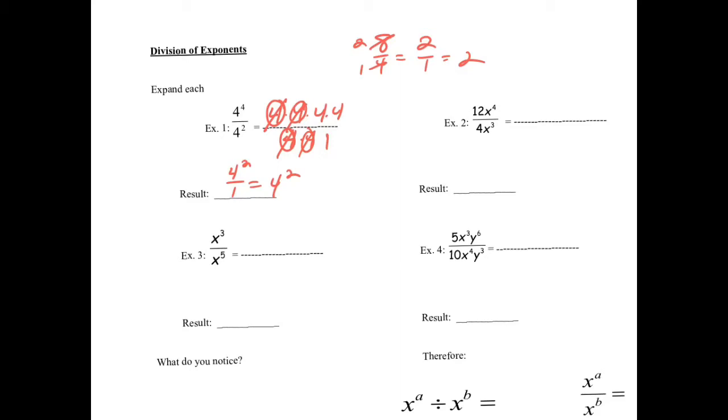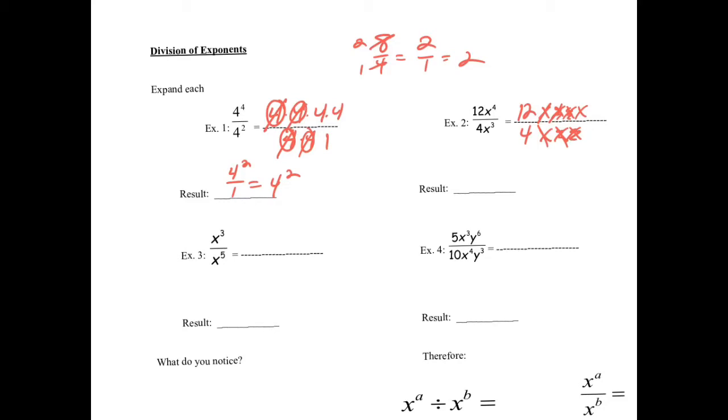If we do the same thing for our next example, example 2, we have 12x to the 4th divided by 4x to the 3rd. So we'll expand 12, and then x times x times x times x divided by 4, and x times x times x. So we can look at this, and if we start with our x's, we can cancel out, pair them up, and we're left with 1x on the top.